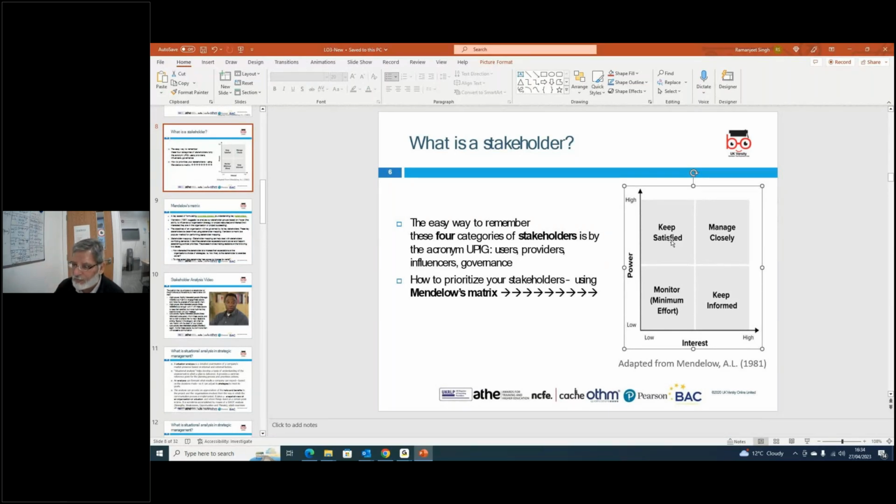But they have a high power. If they pull out their shares, the company is affected. So you can put them into high here, into this keep satisfied. You're satisfying them as long as they are getting their shares' worth. That's fine.